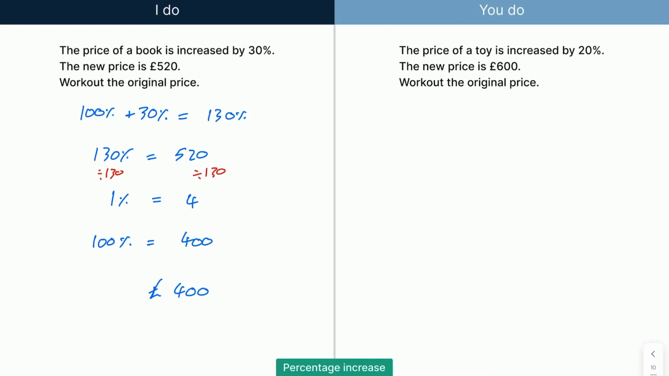So the price of a toy is increased by 20%. The new price is 600. Work out the original price. So we do the same thing.